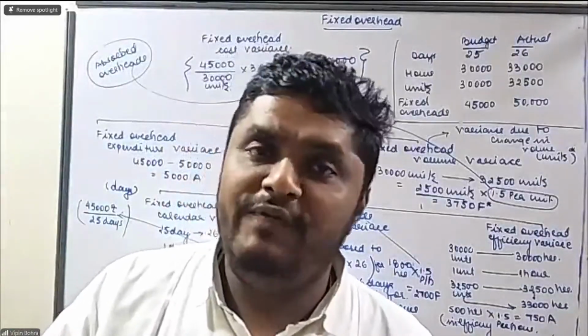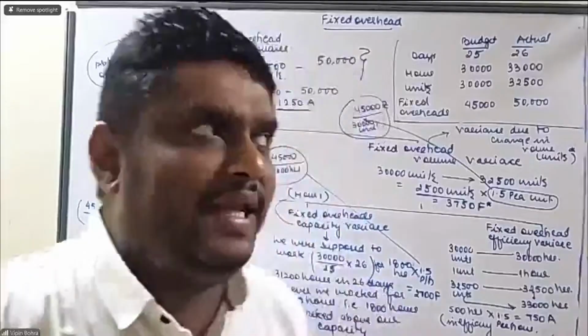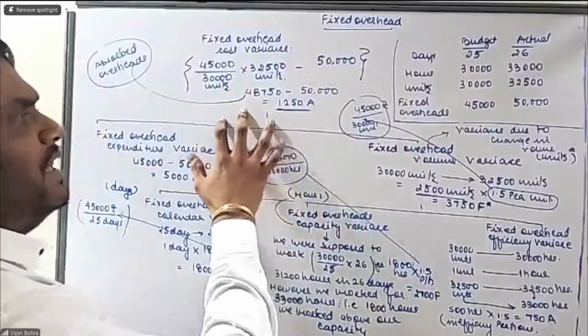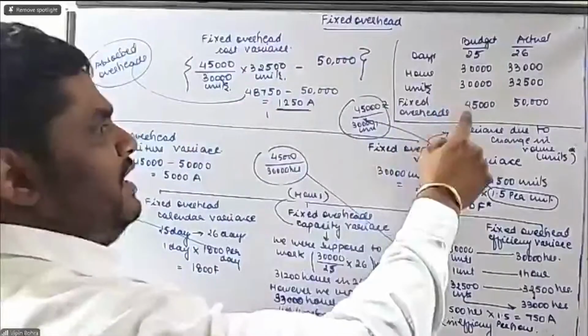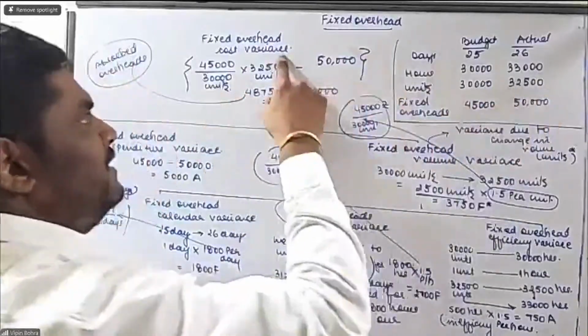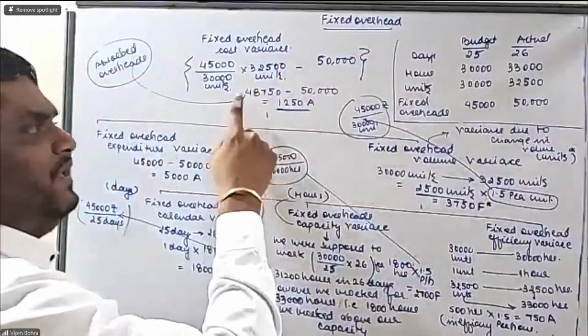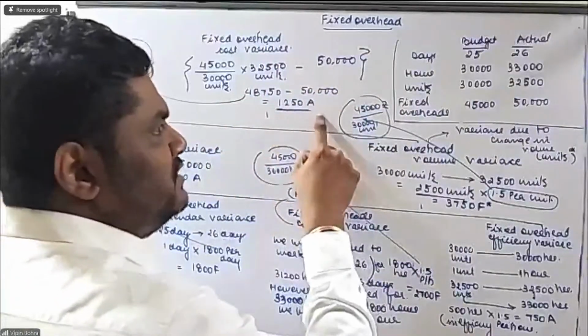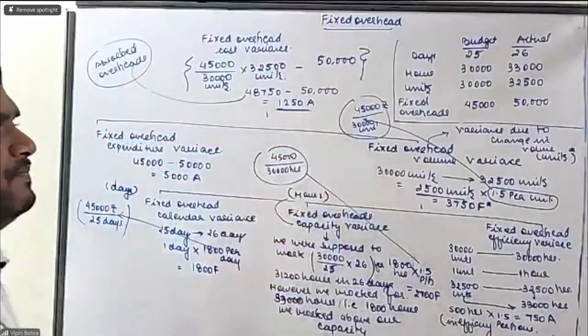So let's sum up what we have discussed till now in fixed overhead variance. When talking about cost variance, straight away it is under or over absorption of overhead, wherein 45,000 overheads for 30,000 units. So for 32,500 units, how much? 48,750. Whereas my actual overheads are 50,000. So 1,250 extra, that is adverse for the company.